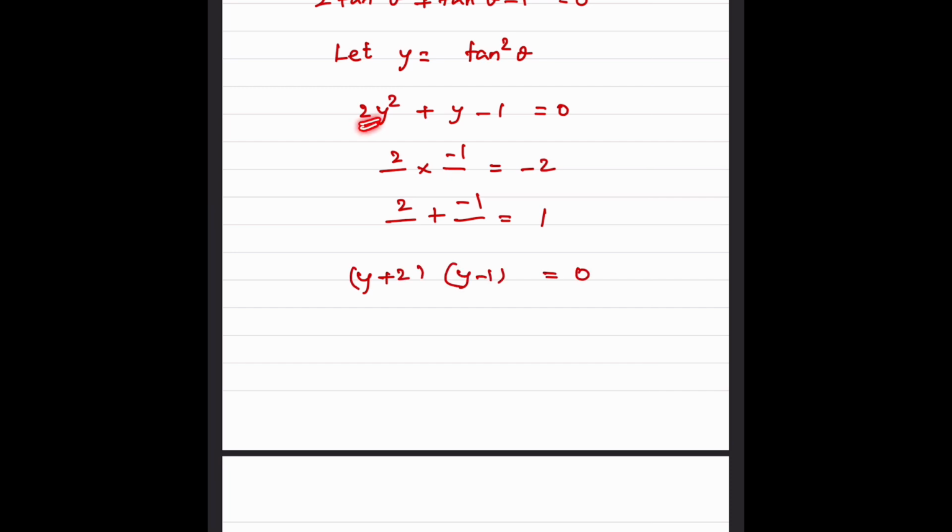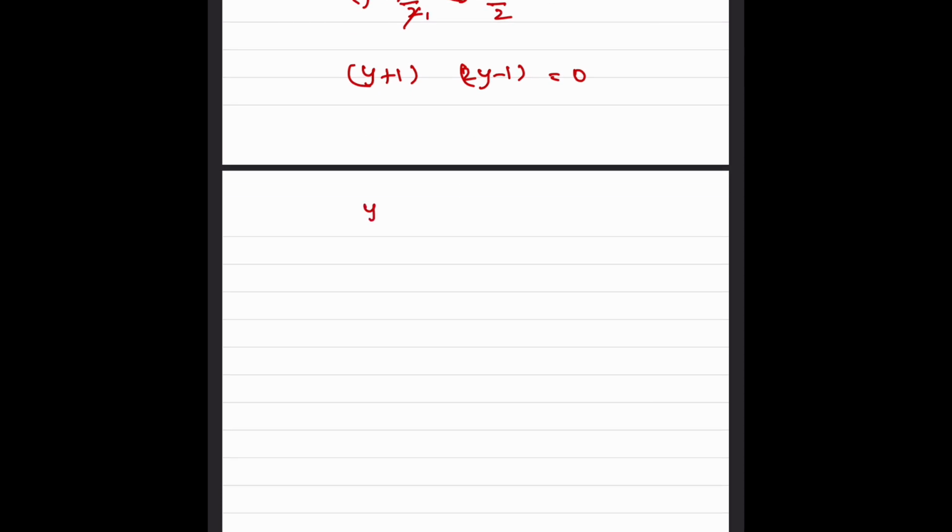As we multiplied by 2, we need to divide both these by 2. So divided by 2, we can simplify here to 1. Here we cannot simplify, so take this 2 and multiply with this y. So we can write the factors as (y plus 1)(2y minus 1) equals 0. So we can equate both of these to 0: y plus 1 equals 0, or 2y minus 1 equals 0. y equals minus 1, or 2y equals 1, y equals 1 by 2.